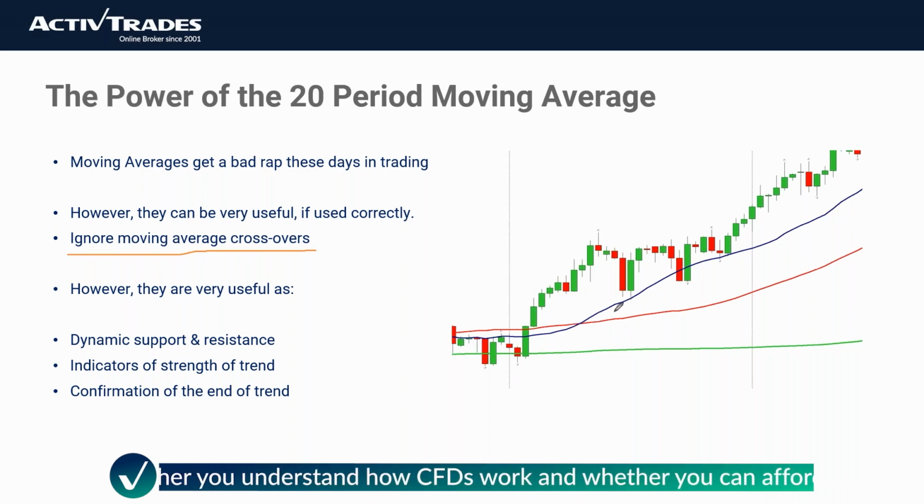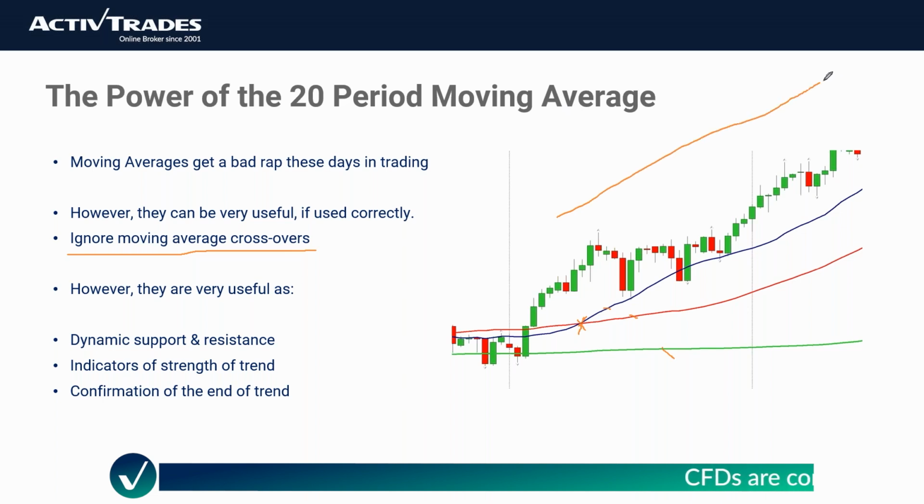And if you don't know what that is, here I have what I normally have, a blue 20, a red 50, and a green 200 simple moving average. Very often what traders will do is they'll buy once a faster moving average crosses a slower one. People love that because in a very clear, strong, dominant trend, it looks fantastic, as you can see there.